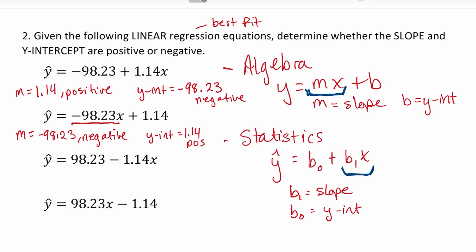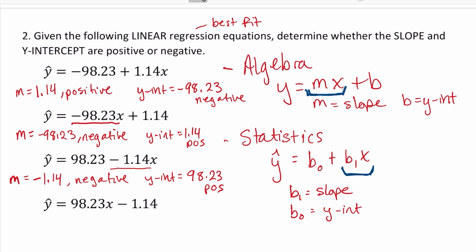How about the next one? What's my slope? I see negative 1.14 multiplying x. So that's a negative slope, so R would be negative. And that y-intercept would be positive 98.23. Sorry, I raised my glasses up for just a second, and then I couldn't see it.